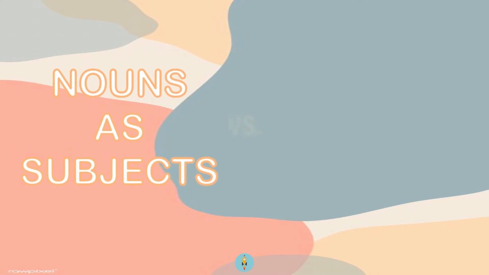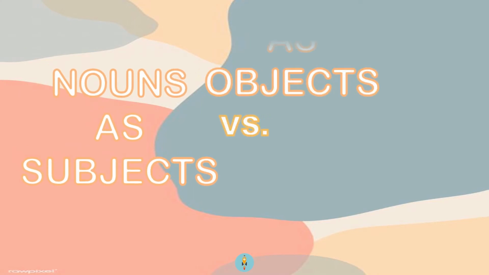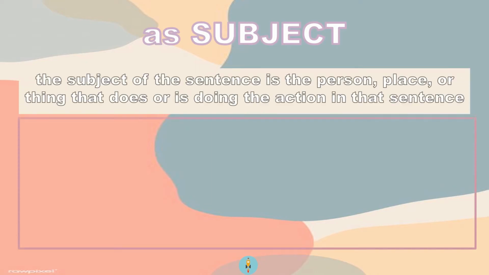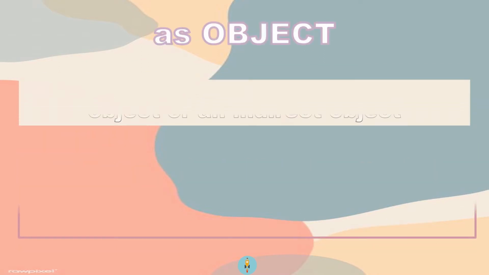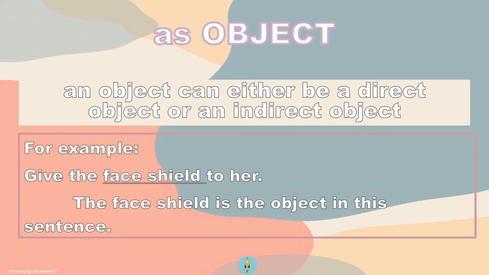Now let's go to nouns as subjects versus nouns as objects. The subject of the sentence is the person, place, or thing that does or is doing the action in the sentence. An object can either be a direct object or an indirect object.